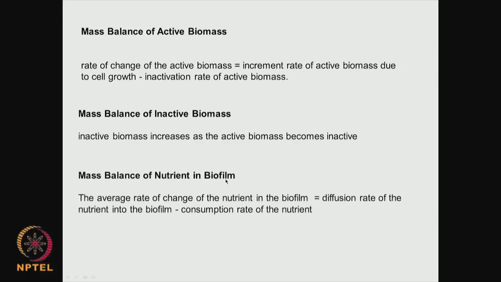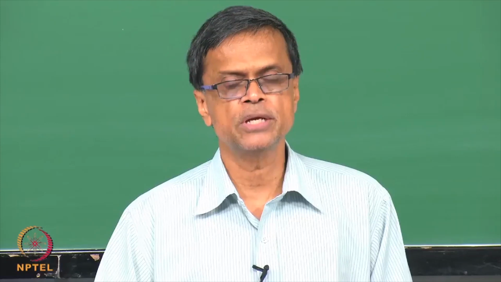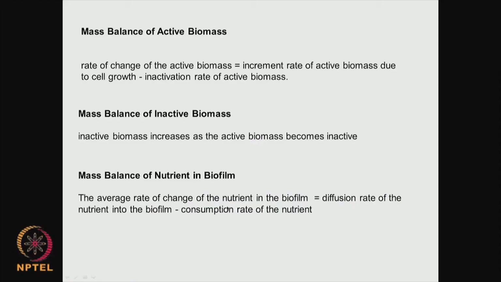Mass balance of nutrient in the biofilm. The rate of change of the nutrient in the biofilm, that is the accumulation of nutrient, the diffusion rate of the nutrient into the biofilm. So, some substrate is coming into the biofilm due to this diffusion, and the consumption rate of the nutrient, because the biomass or the bacteria makes use of this nutrient. Okay. So, this is plus, this is minus, that is very obvious. So, that is the rate of change of the nutrient in the biofilm.